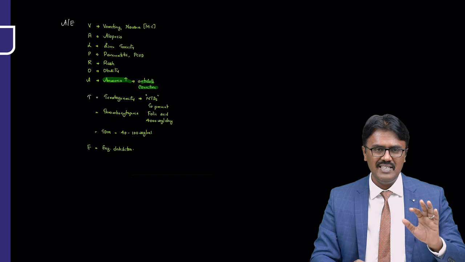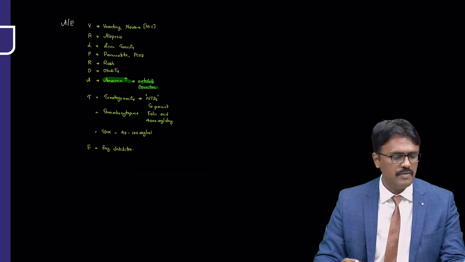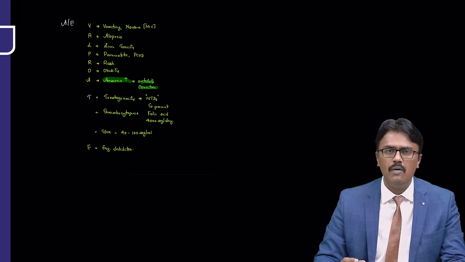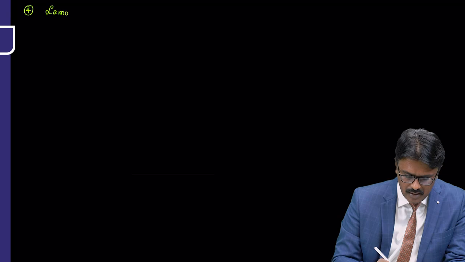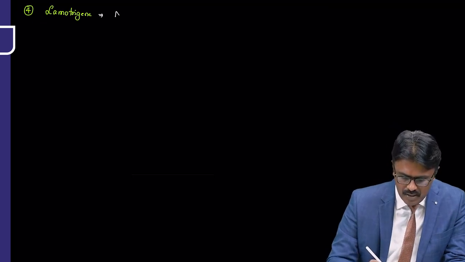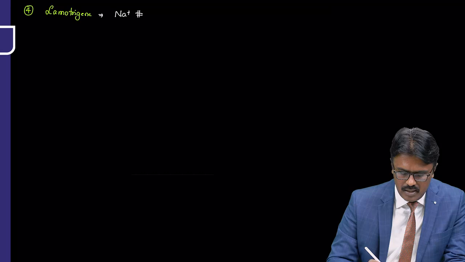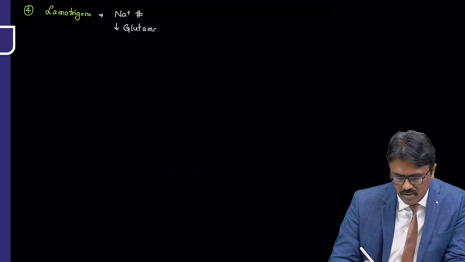So please remember, these three drugs are very, very important for your exam point of view. That is phenytoin, carbamazepine, and valproate. So let us move on to the fourth drug. And the fourth drug is called lamotrigine. The fourth drug is lamotrigine. Lamotrigine is basically a sodium channel blocker. It is known to decrease the activity of glutamate, which is an excitatory neurotransmitter.